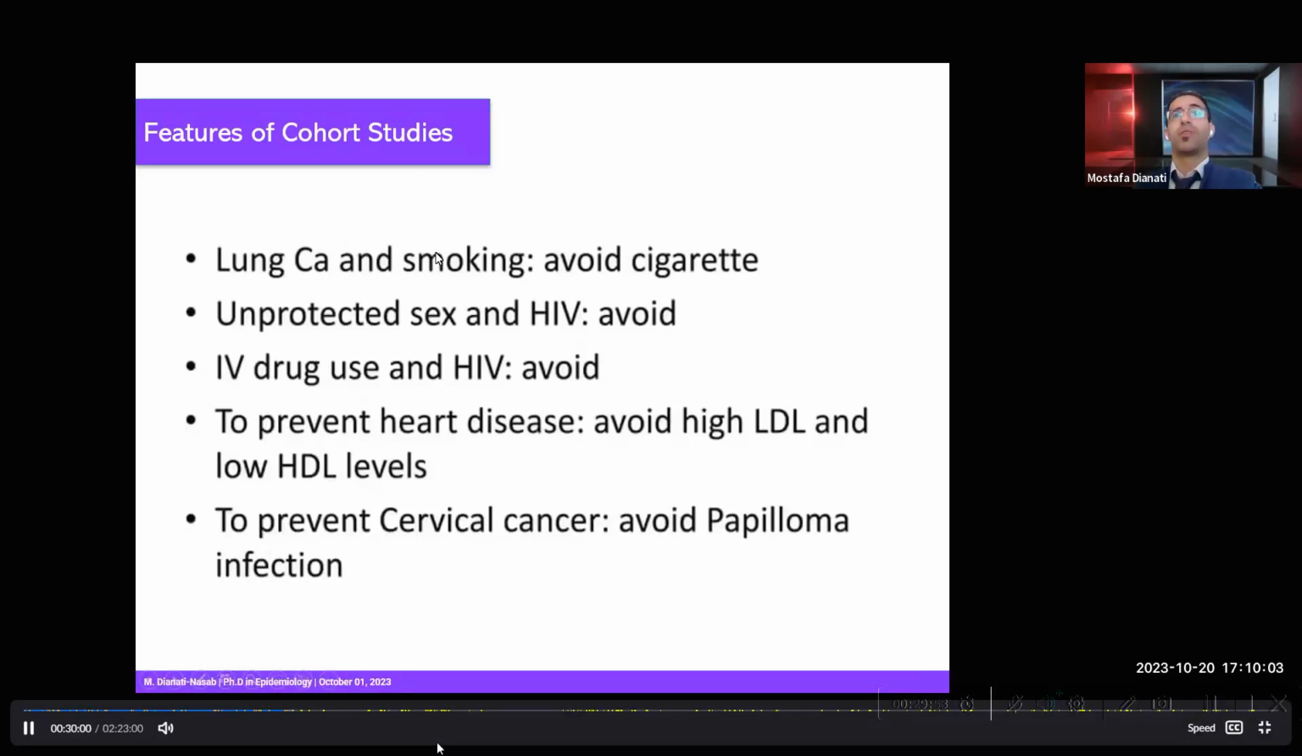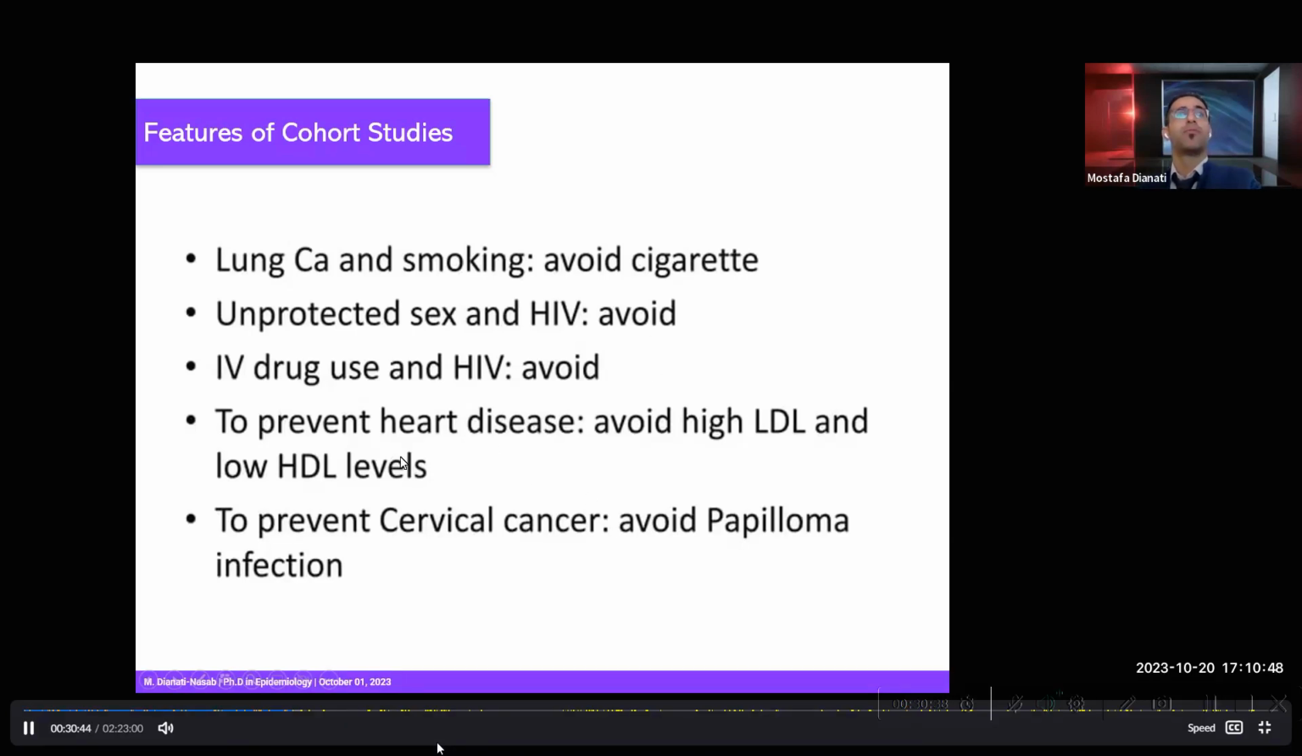There are lots of cohort studies. For example, lung cancer and smoking. You will follow smokers and non-smokers, and we'll see if they are getting lung cancer or not. If yes, our recommendation is to avoid cigarette smoking, for example. Unprotected sex and HIV. So, for example, we are going to follow some individuals, maybe high-risk individuals, and then we will see if they are getting HIV or any other related disease. Then we can suggest that people avoid unprotected sex and so on.